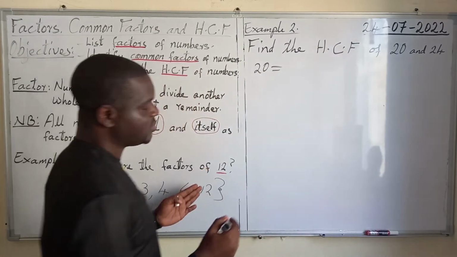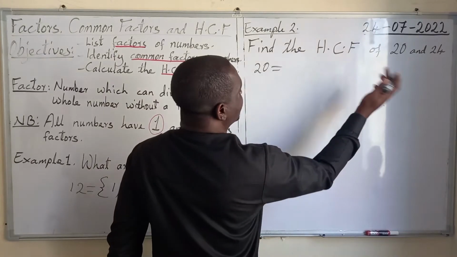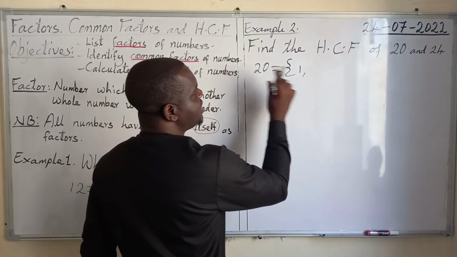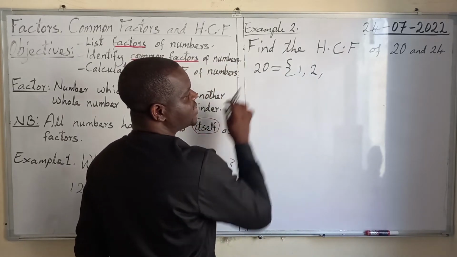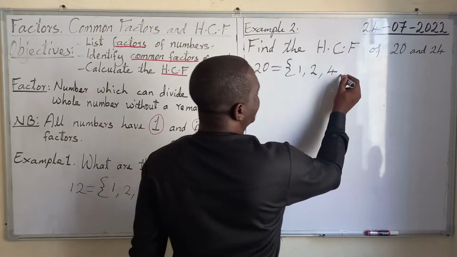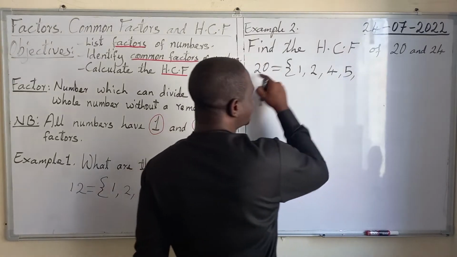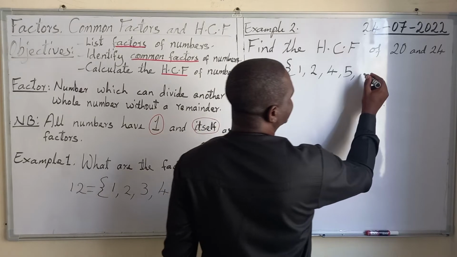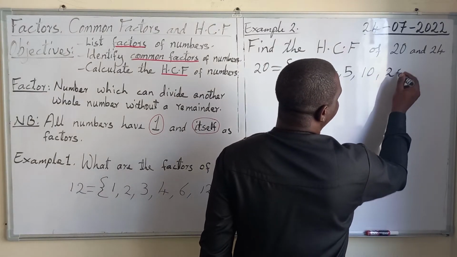20. Using the method we used in calculating the factors of 12. What are the factors of 20? They are 1 is there. This is an even number, so 2 is there. 3 is not, because if you add this, it will not give you a multiple of 3. 4 is there. 5 is there because the number ends with 0. 6 is not. 7 is not. 8 is not. 9, 10, which is half. And after half is the number itself, 20.